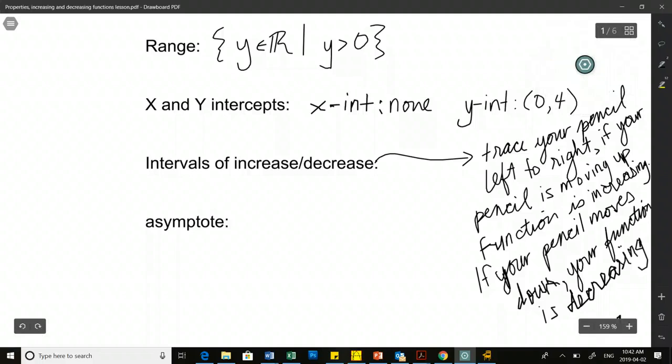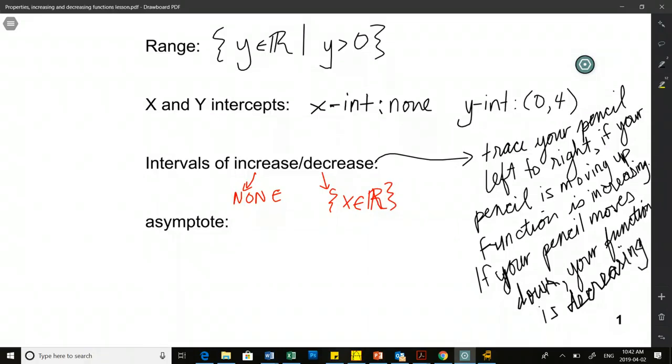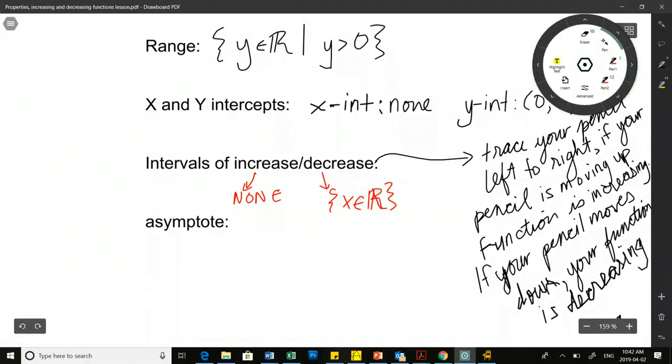We agreed that it's decreasing everywhere. So none for increasing. And if it's decreasing everywhere, we say for all x's, the y values are decreasing. So we're just going to say, kind of like we say in domain, for all x's, or for all real numbers of x, the graph is decreasing, or the y values is what we're talking about. Y values are decreasing.